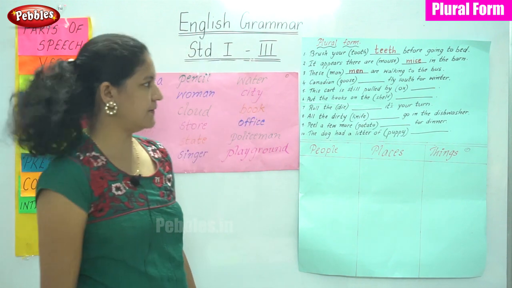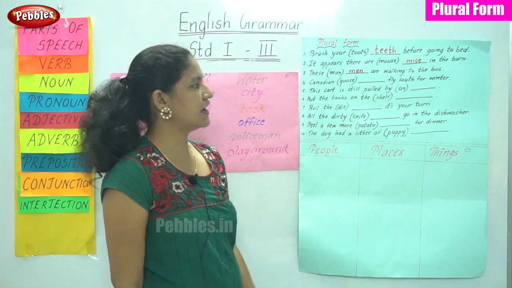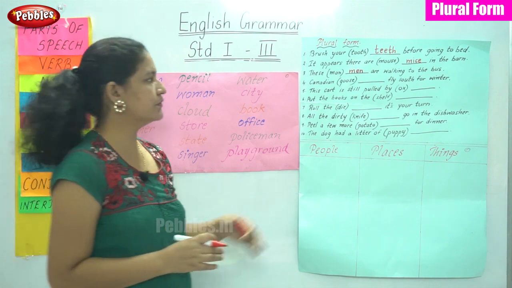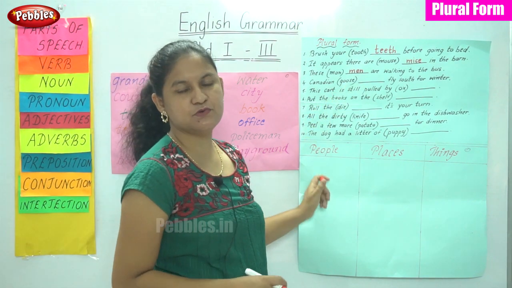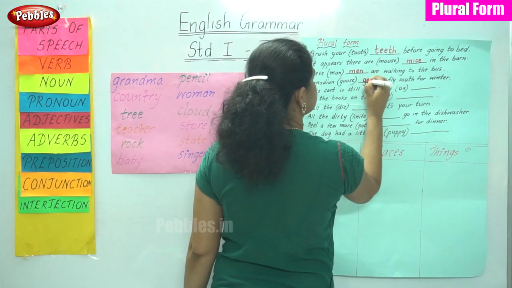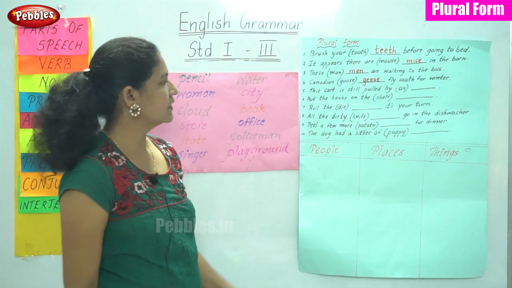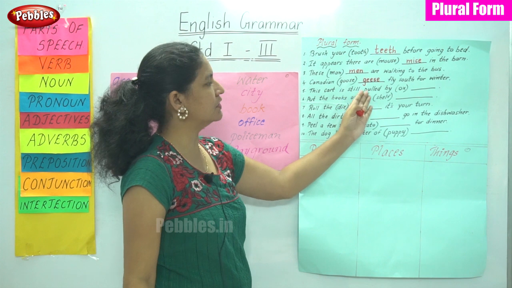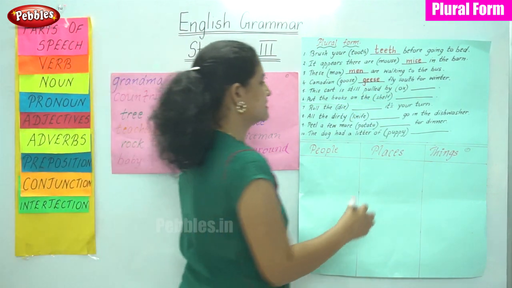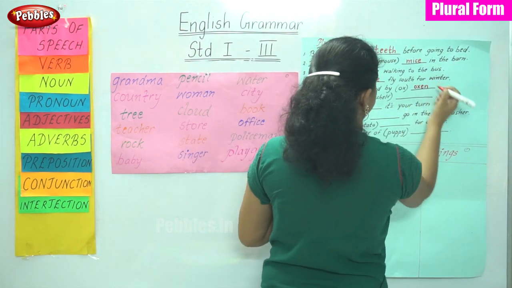The word men. The next: Canadian goose dash flies south for winter. When we convert the singular form of goose into plural, it becomes geese. So Canadian geese fly south for winter. The word geese. This cart is still pulled by ox. The plural form of ox is oxen. So this cart is still pulled by oxen.